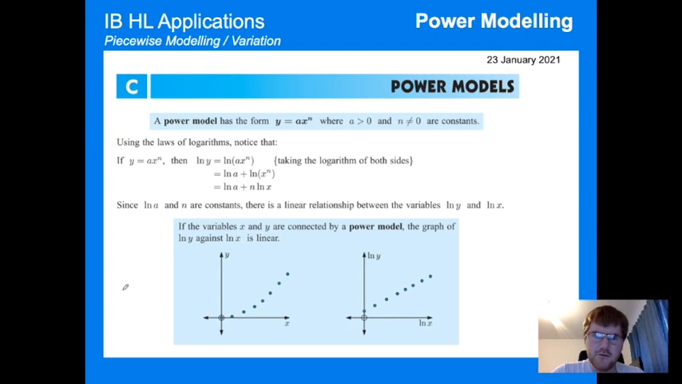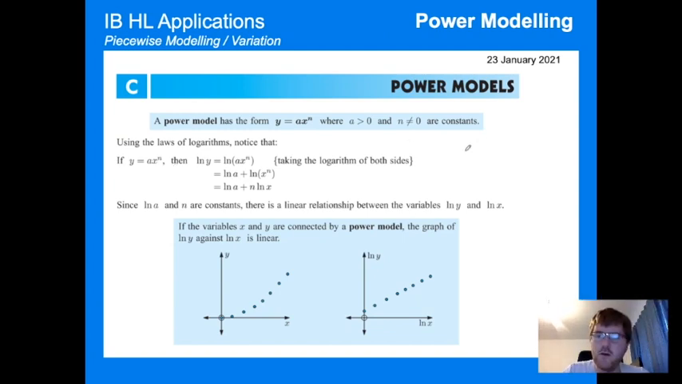So a power model can be defined as the form y equals ax to the power of n, where a is greater than 0 and n is not equal to 0, otherwise that would just give you a straight line. And this is the way that the model is written. Okay, so x is our variable here and a and n are just constants. So one thing we can show is by using logarithms, we can see there's a logarithmic relationship between the x and y in this model.